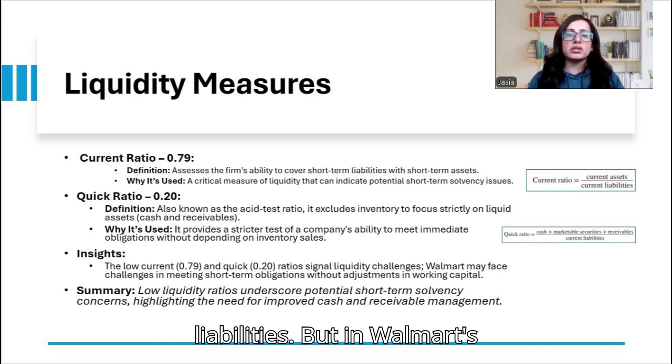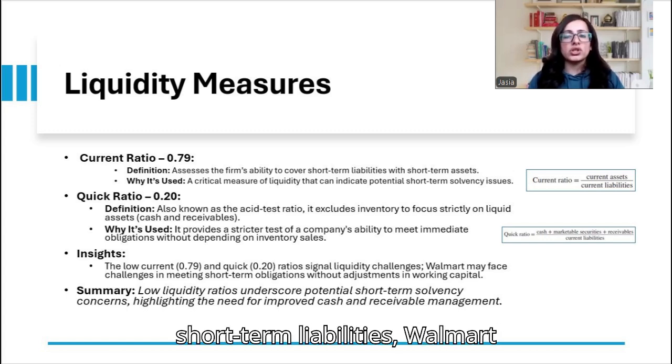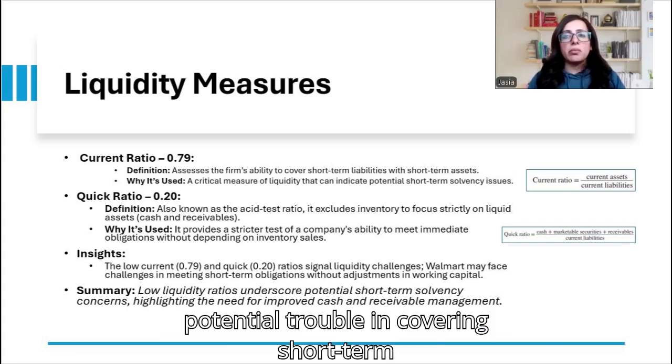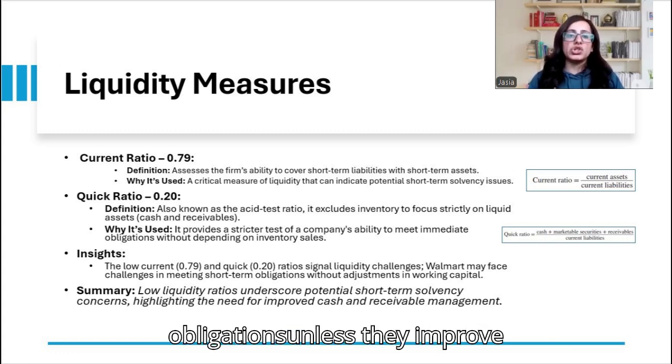But in Walmart's case, the ratio is 0.79, which is below 1. That means for every dollar of short-term liabilities, Walmart only has 79 cents in short-term assets. This suggests potential trouble in covering short-term obligations unless they improve their working capital management.